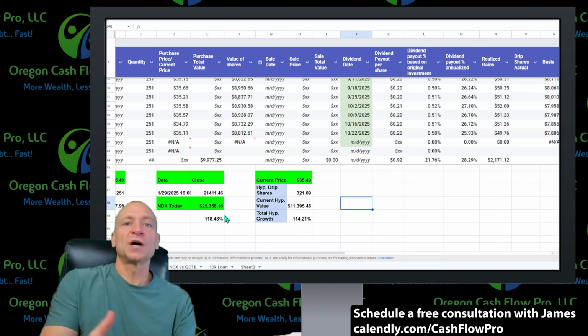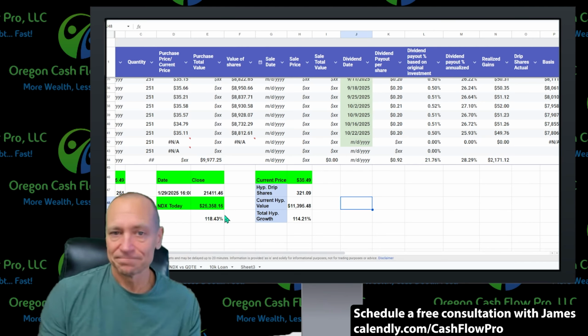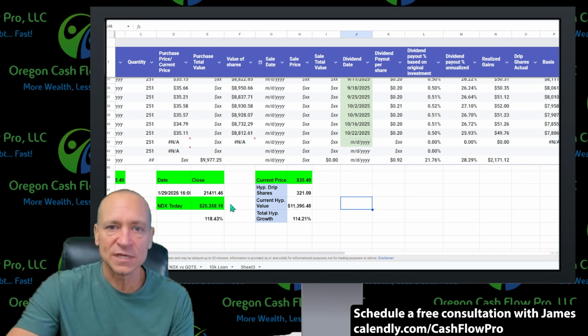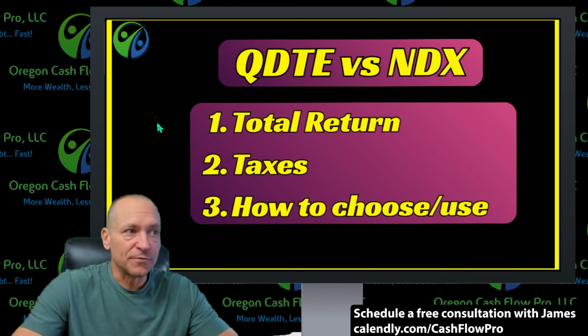Now, will this hold up over the next few years? Time will tell. My guess is if we're in a very volatile market, that yes, the underlying will continue to outperform it. Okay, so we've covered total return.